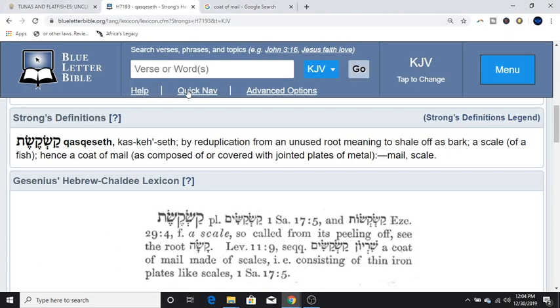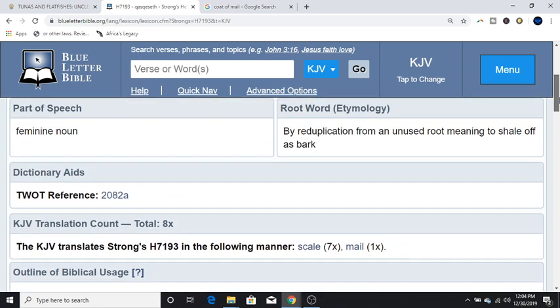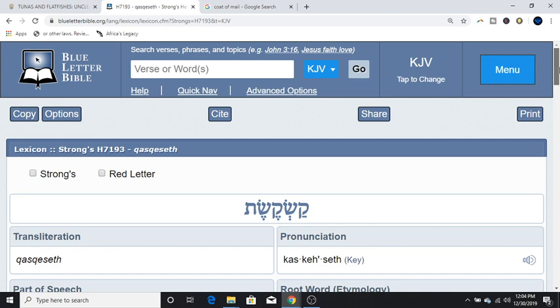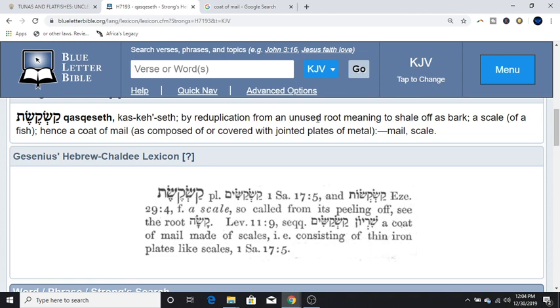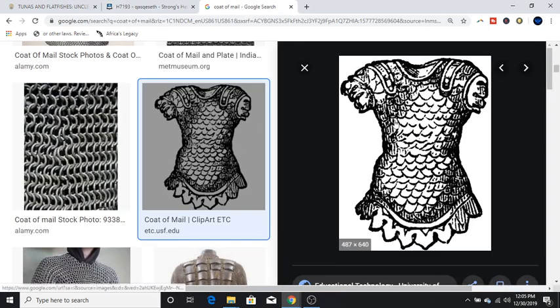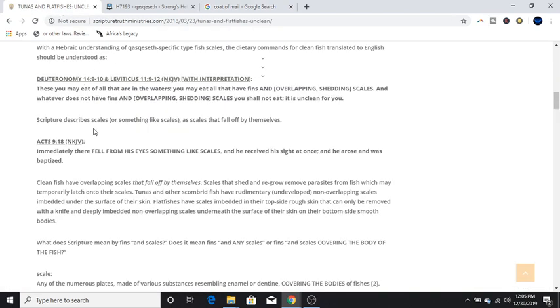This is that same Hebrew word, Strong's H7193. Let's get the definition. By reduplication from an unused root, meaning to shell off as bark, a scale of a fish, hence coat of mail, as composed of or covered with joint plates of metal, mail scale. Now, it's referencing the coat of mail, and the coat of mail looks like this, right? So if the fish skin doesn't look like this with scales all over its body, it's not clean, it's unclean. So that's where they're getting that understanding from, which I agree with.